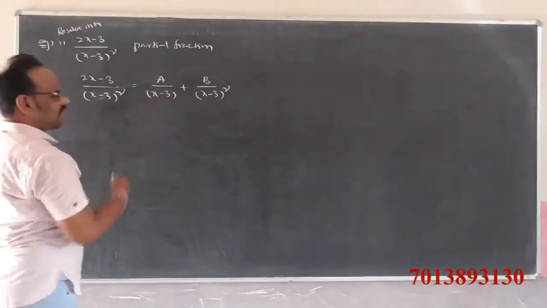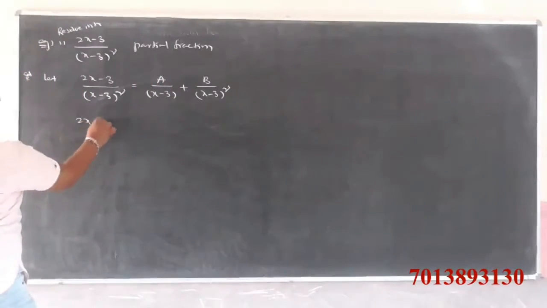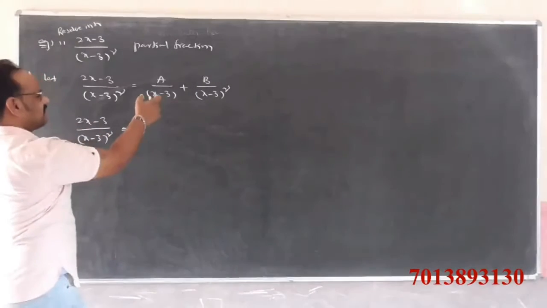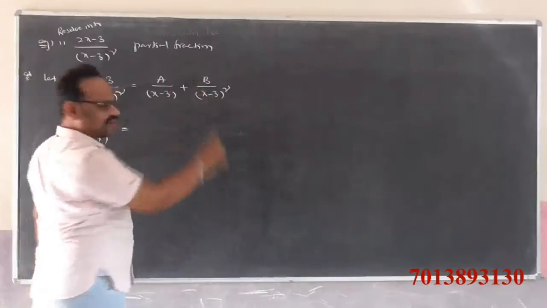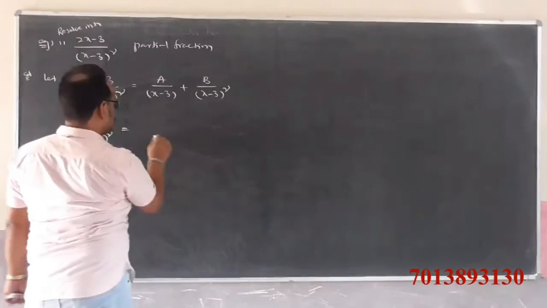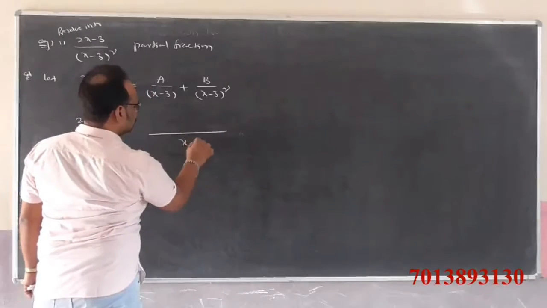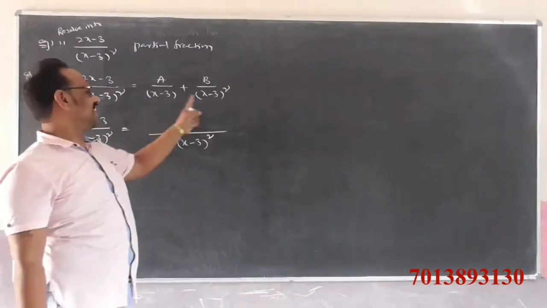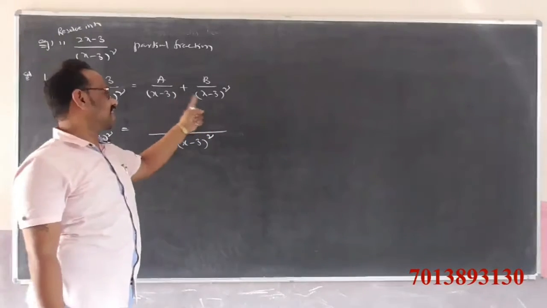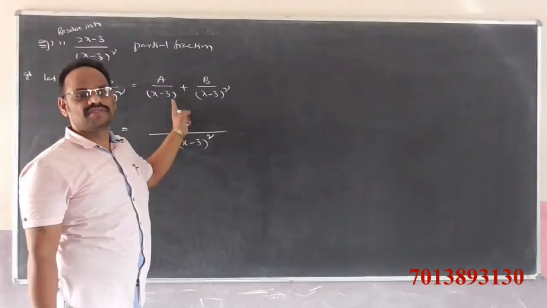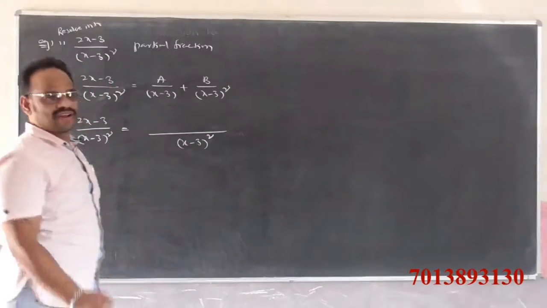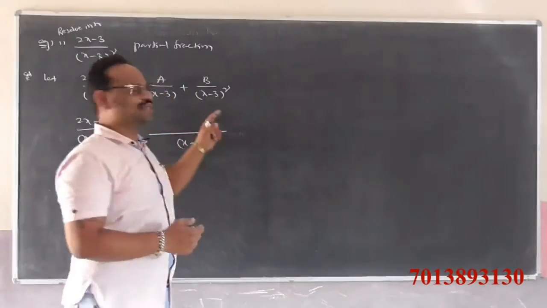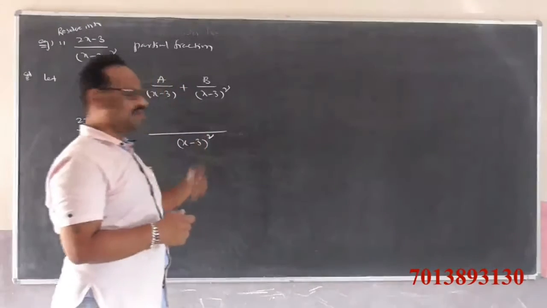Observe here, if you do LCM, we get (2x minus 3) by (x minus 3) whole square is equal to, clearly, the LCM of (x minus 3) and (x minus 3) whole square. It has (x minus 3) whole square, so (x minus 3) whole square is the LCM. Like the LCM of 2 and 2 square is 2 square, that is 4 only. So the LCM of (x minus 3) and (x minus 3) whole square is (x minus 3) whole square.